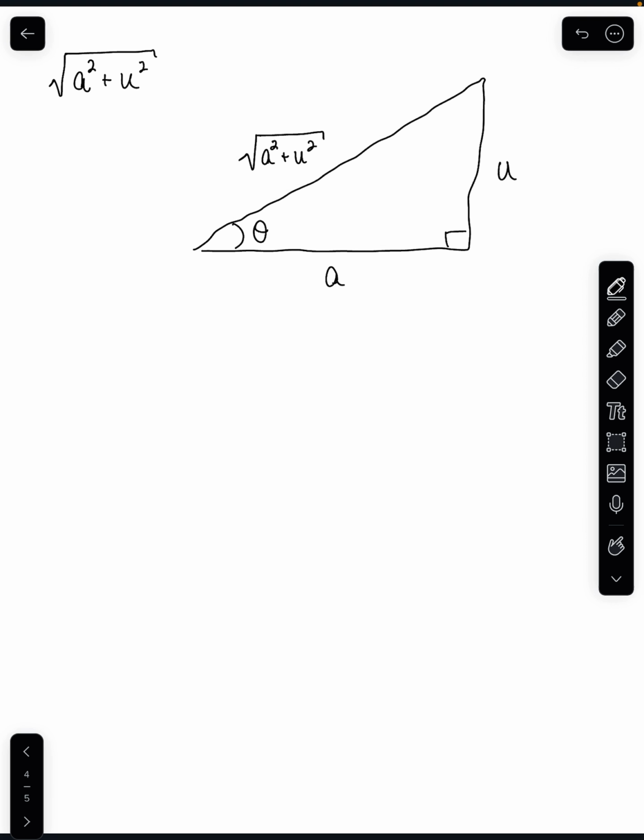And thus, by the Pythagorean theorem, the square root of a squared plus u squared is our hypotenuse. This would then allow us to use the relationship that tangent of theta is equal to opposite u over adjacent a. And by multiplying on both sides by a, we have a tangent theta is equal to u, thus giving us a substitution for the variable expression that will remove the original variable and replace it with an expression in terms of theta.